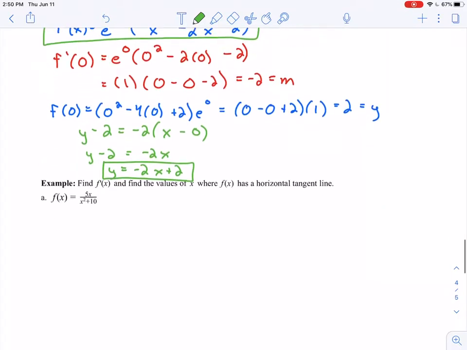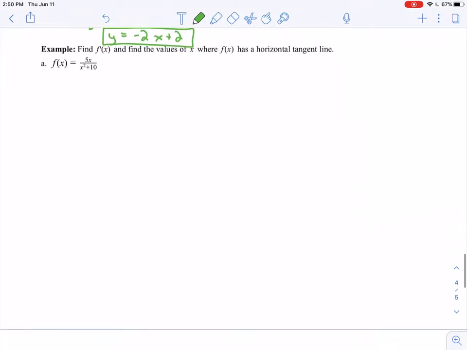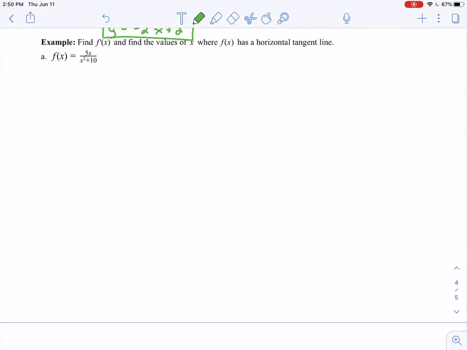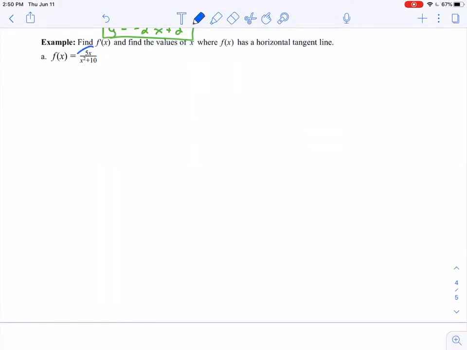Next example, I want to find the derivative, and I want to find the values of x where f of x has a horizontal tangent line. So here, I look at this, I see f of x equals 5x divided by x squared plus 10. I see that fraction right away, and that's what tells me, okay, if I want to find the derivative, first of all, I'm going to have to use the quotient rule.